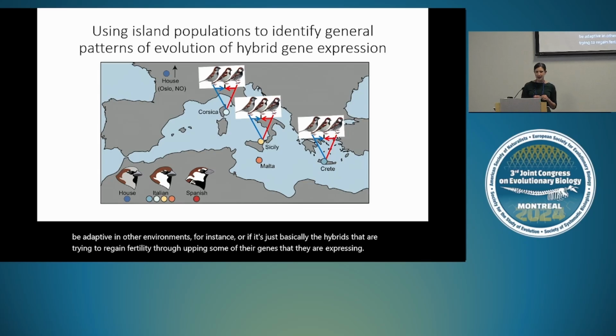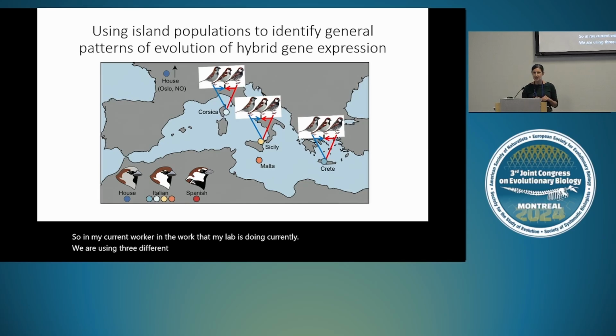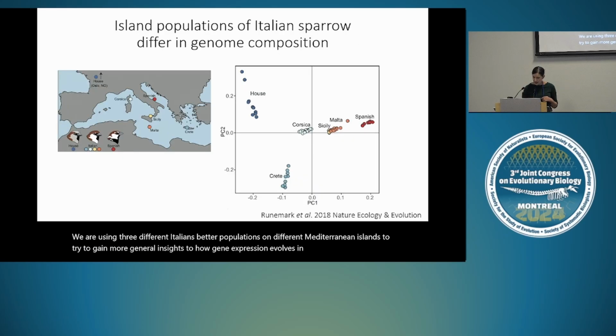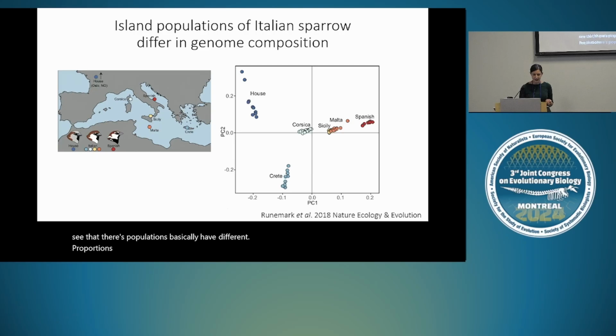So in the work that my lab is doing currently, we are using 3 different Italian sparrow populations on different Mediterranean islands to try to gain more general insights into how gene expression evolves in hybrids. And we are using these populations because we have been running whole genome analysis on them. Here is a PCA representing whole genome data. As you can see, there's the house sparrow, one of the parent species, in blue on the left hand, and the Spanish sparrow in red. And you can see that those populations have different proportions of these 2 parental species' genomes.